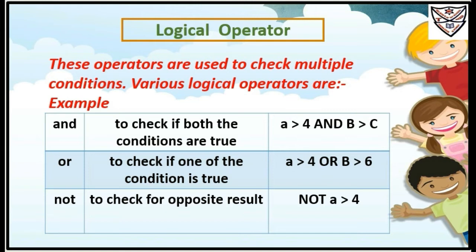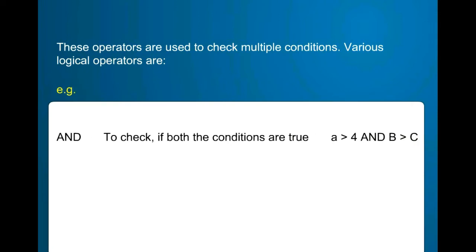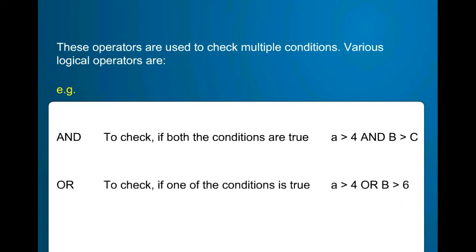Logical operators. These operators are used to check multiple conditions. Various logical operators are: AND, to check if both the conditions are true. A greater than 4 and B greater than C. Second is OR, to check if one of the conditions is true. A greater than 4 or B greater than 6. Third, NOT, to check for the opposite result. NOT A greater than 4.